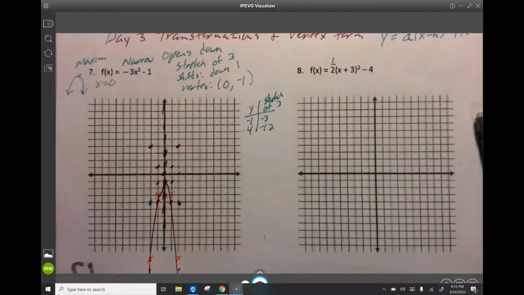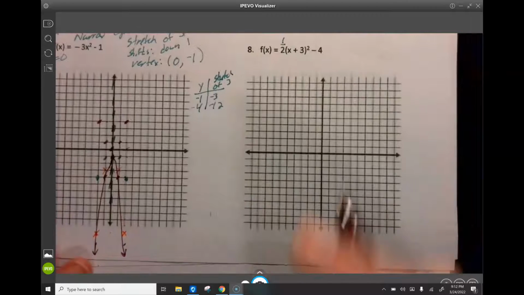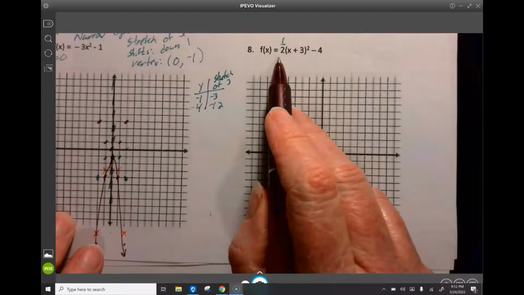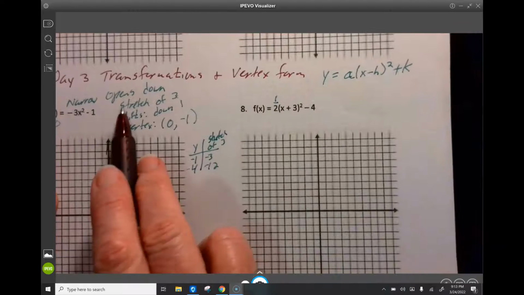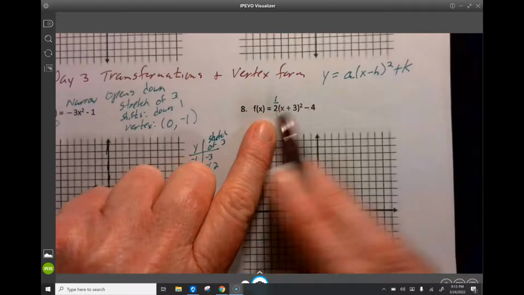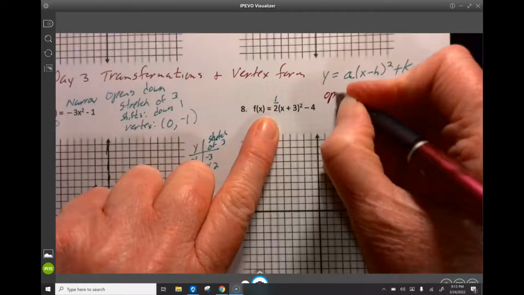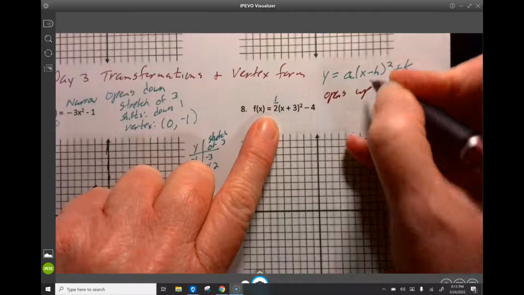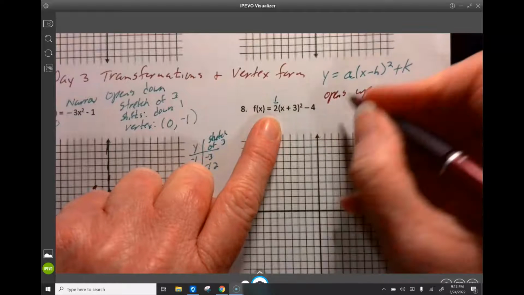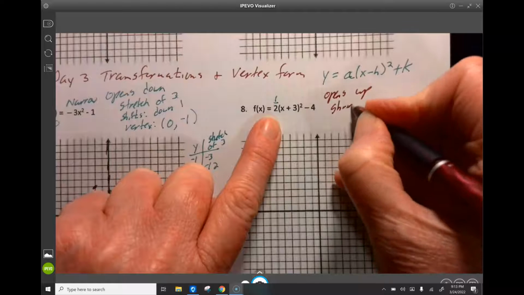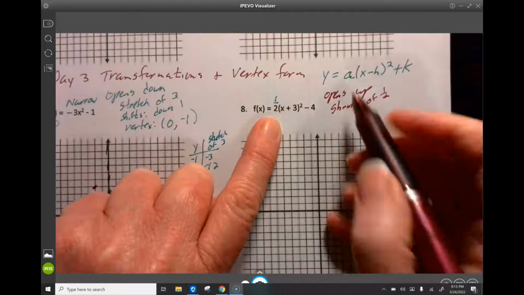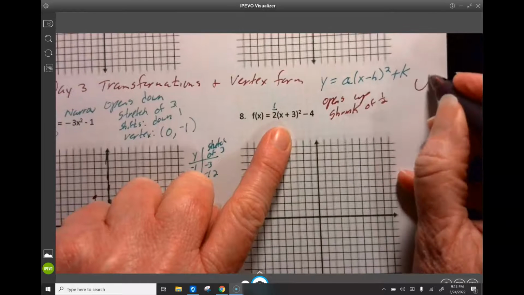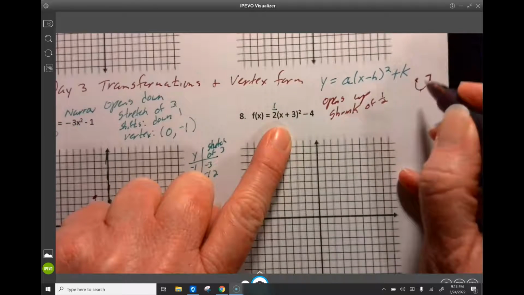Good. Okay, now on this next one I changed a little bit. So for number 8, I'm going to make it 1/2, just because we haven't practiced that yet. Okay, so let's go through everything that we know. We know that it's positive, so it opens up. We know that it has a shrink. Because it is a fraction, it's a shrink of 1/2. If it opens up, think about that, that's going to be a minimum.